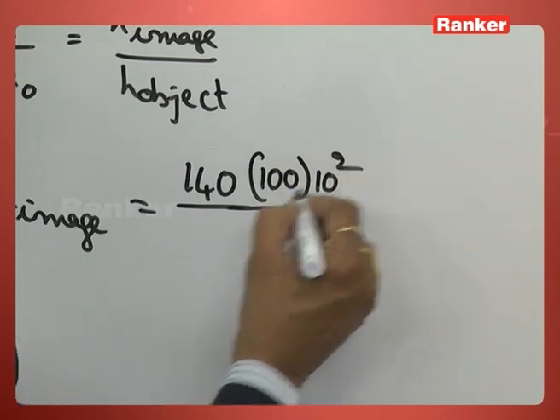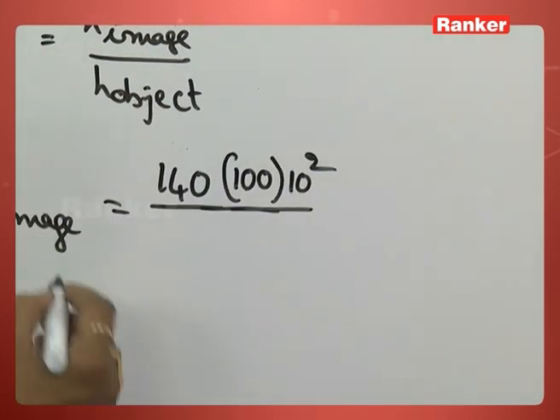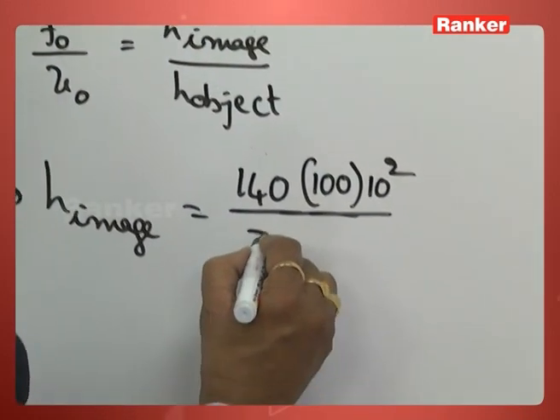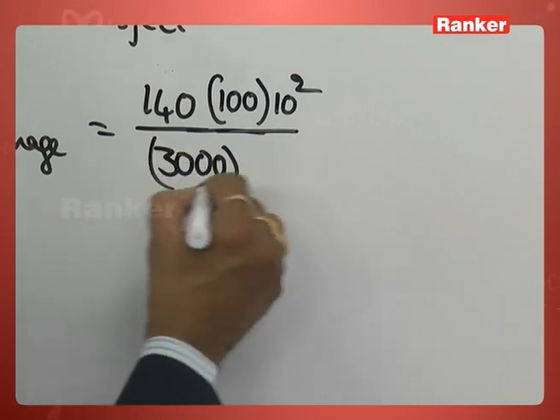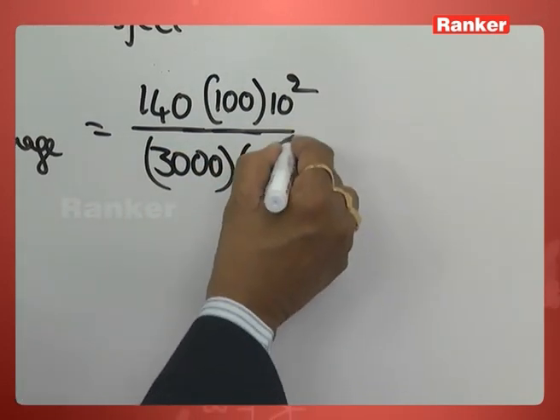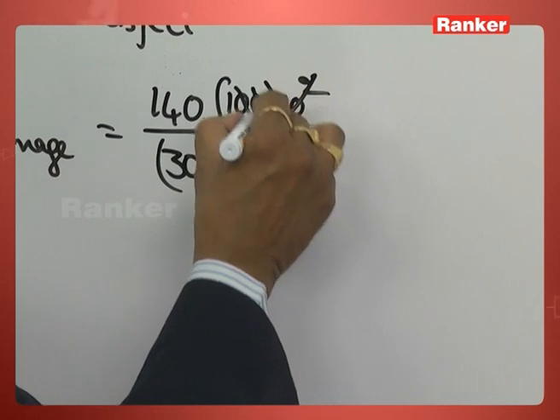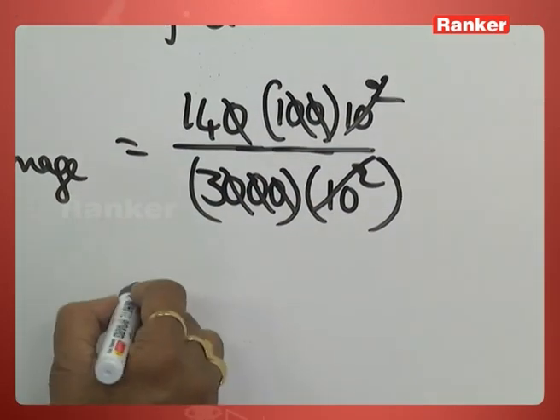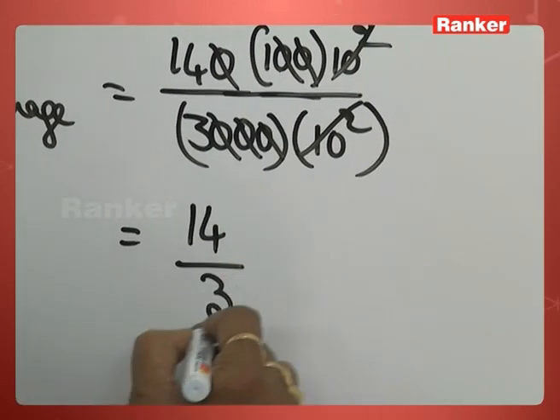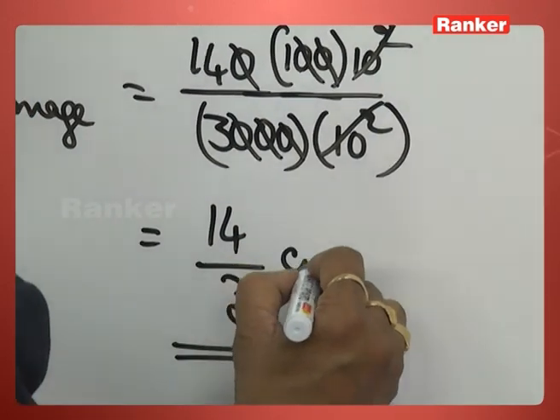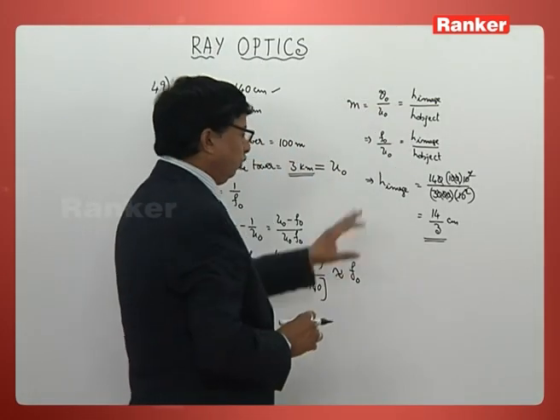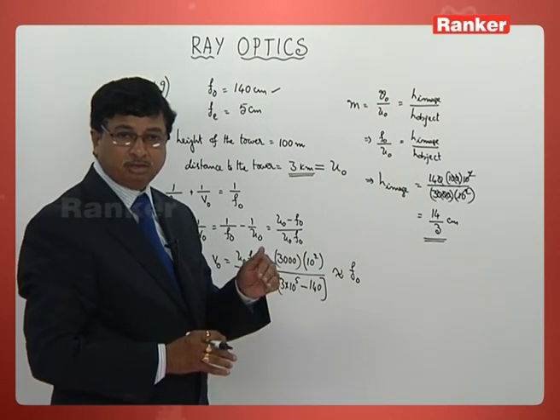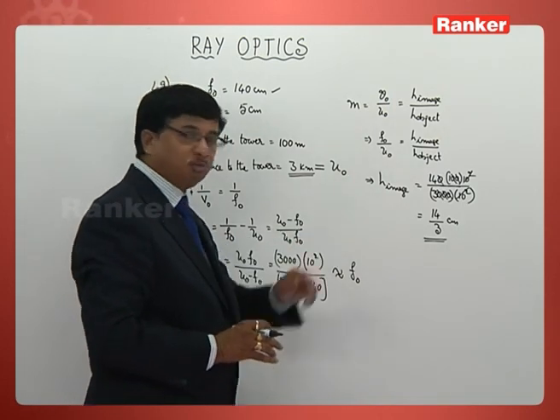So in 10 square centimeter you can write, divided by UO, what is the object distance he has given you? 3000 into 10 square. Now cut these two values. Cut these 3 zeros over here. So what is left over roughly? 14 by 3. So you can understand the height of the image is going to be around 14 by 3 centimeter, nearly. That is what he is asking.